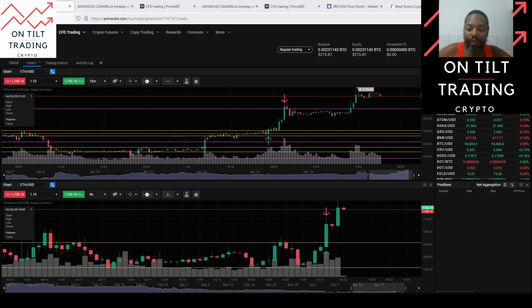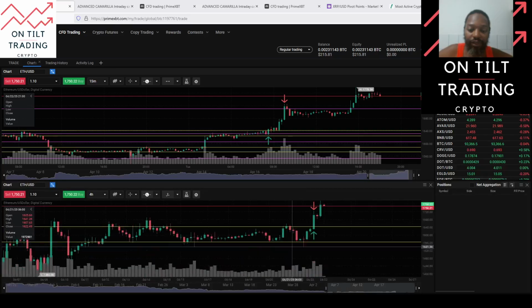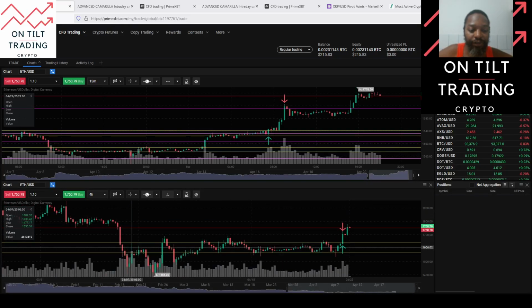So I would be looking for a breakout of that range, either in the form of a break of structure or a market structure shift. We can see here with Ethereum, Ethereum sold off and has been consolidating here or flagging since this sell-off, just consolidating in this area. So looking for it to choose a direction.